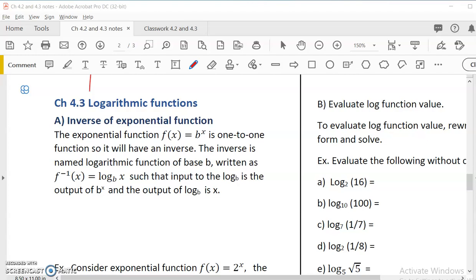Hello Precalculus student, this video is for chapter 4.3, part 1, Logarithmic function. So we're going to introduce a new function called the log function. So what is a log function?